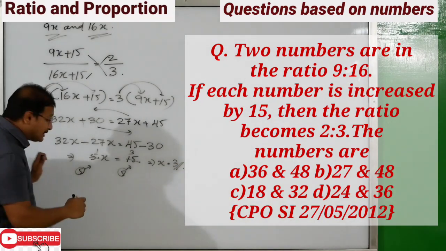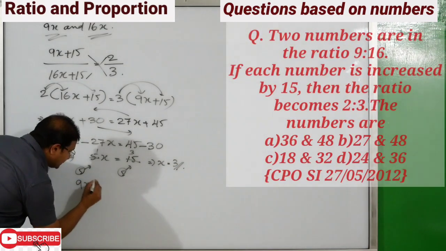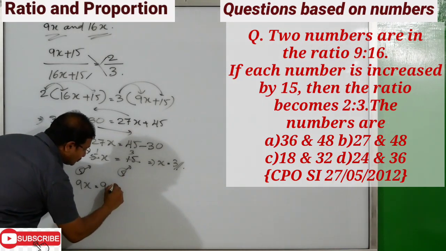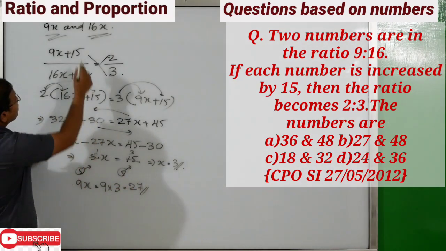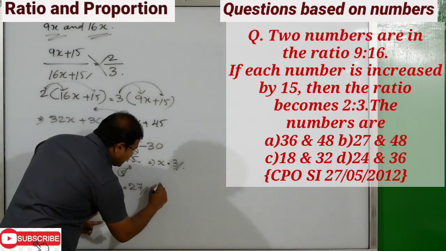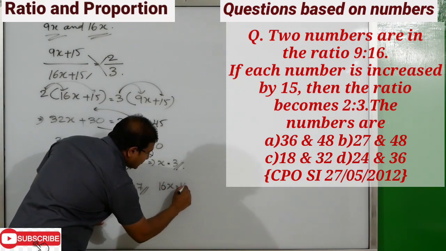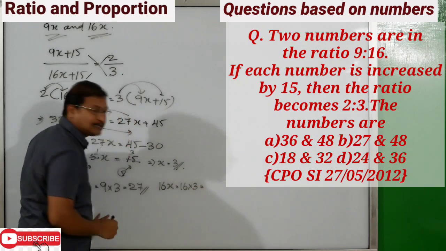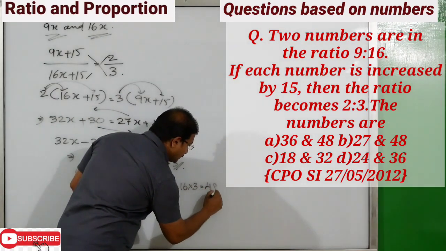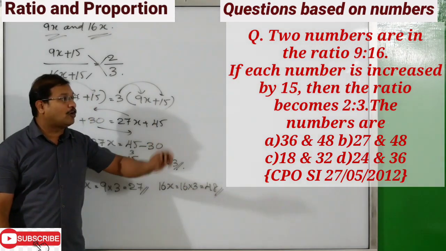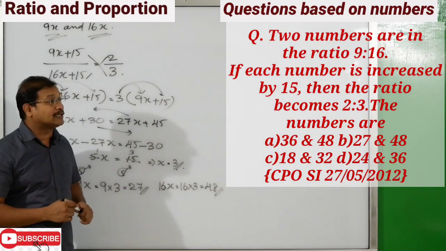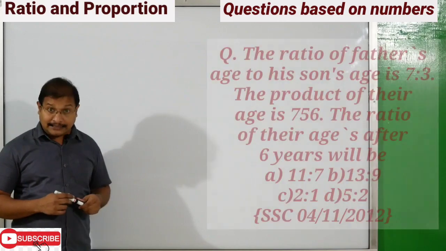So we want the numbers. That means 9x, 9 into x, means 3, equals 27. And again 16x, next number. That means 16x equals 16 into 3, that means 48. So the numbers are 27 and 48. That means the right option is B, that is 27 and 48. Ready? Let's see the next question.